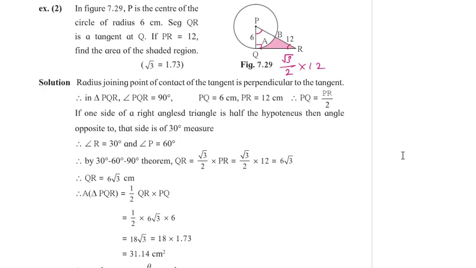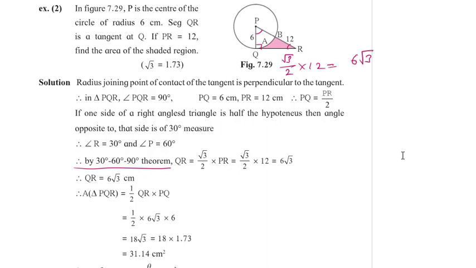Now this theorem we will learn when we see the triangle chapter. So don't worry, you just remember that by 30, 60, 90 theorem, the side opposite to 30 degree is always half of the hypotenuse. Now here as hypotenuse is 12 and this side is 6, I can conclude that this angle is 30 degree, this angle is 90 degree, so obviously this angle P is 60 degree. So I got central angle, central angle is 60 degree. Now I got this side QR, which is 6 root 3.